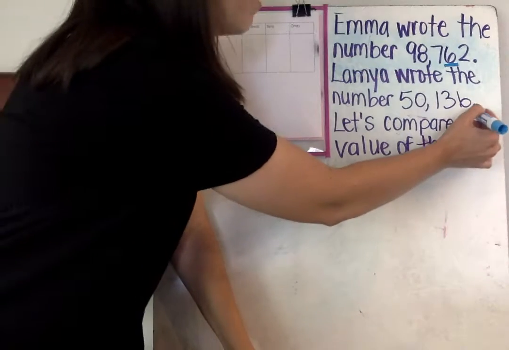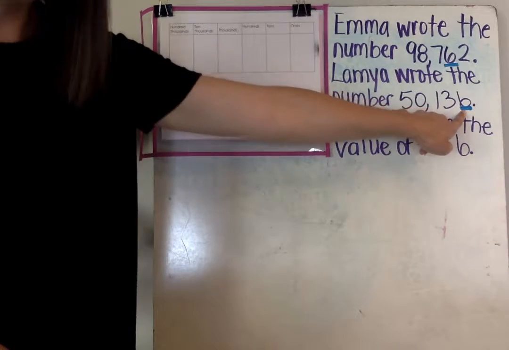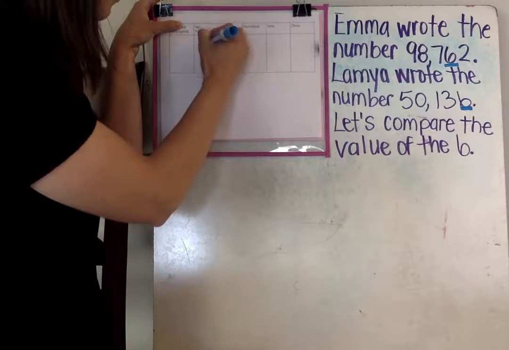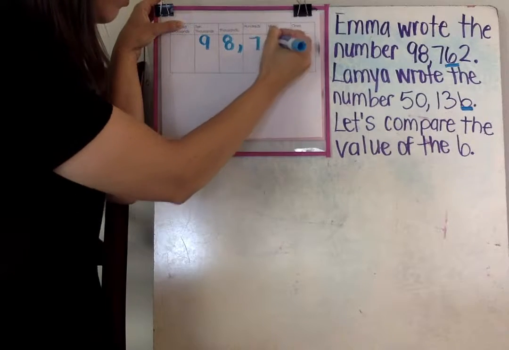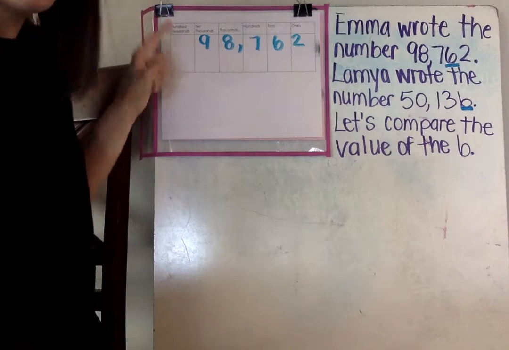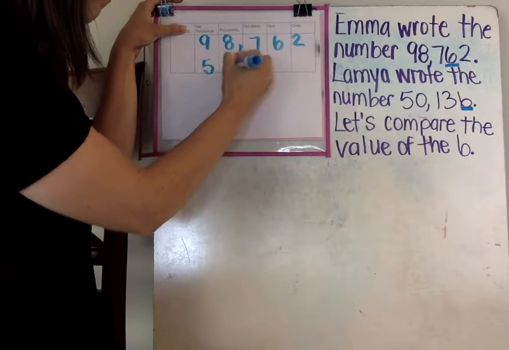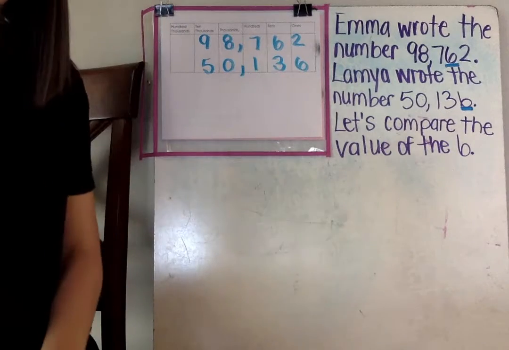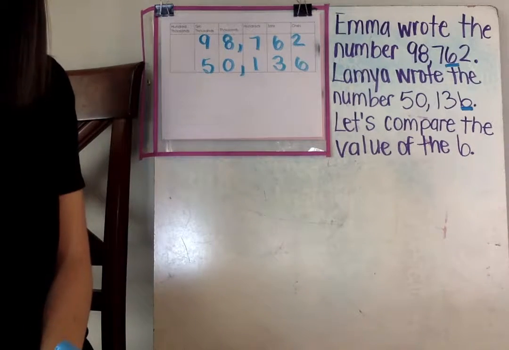Let's look at the value of the 6 in the number that Lamaya wrote. Well, this 6 is in the ones place, so it is worth 6. I'm going to write both of these numbers in my place value chart right here, 98,762. And right underneath that number, I'm going to write the number that Lamaya wrote, which was 50,136. Go ahead and pause the video so you can also copy down these numbers on your place value chart.